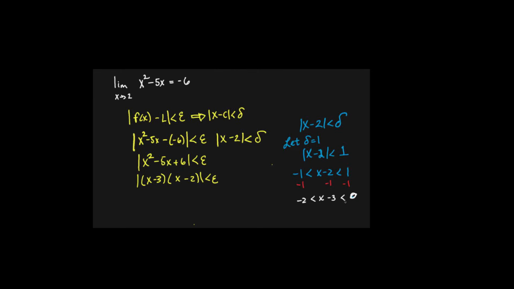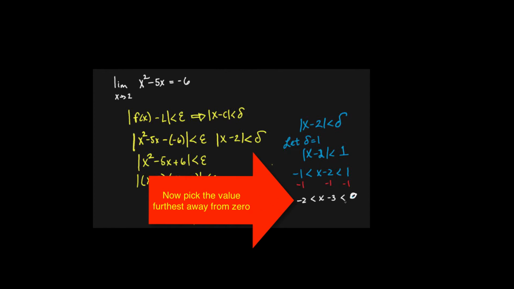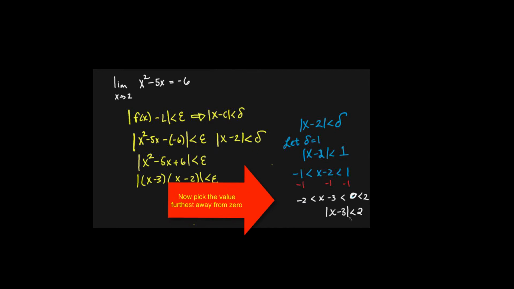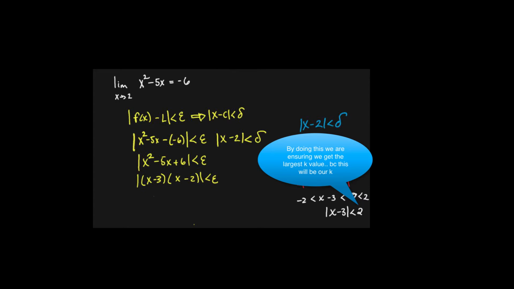Then you look for the number that's furthest away from 0. Between negative 2 and 0, which one's furthest away from 0? Negative 2, so we bound it on the positive side by positive 2, and now you've gotten the solution set for x minus 3. Then we can plug in the 2 for the x minus 3, then divide both sides.